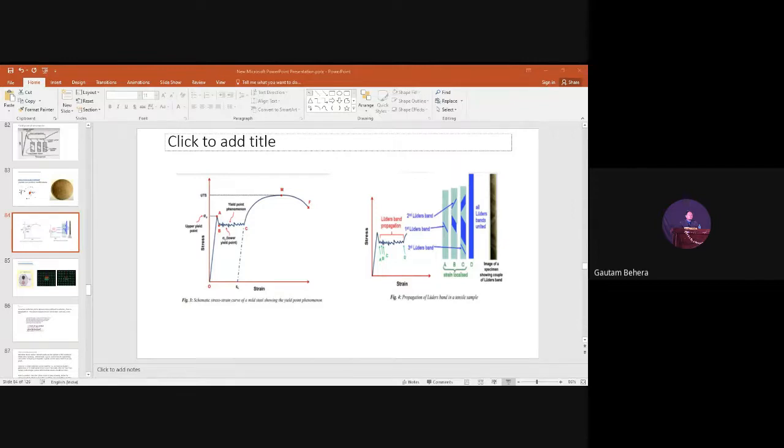Exactly. So as I told, this yield point phenomenon is seen in mild steels, low carbon steels or ferritic steels. Here we have carbon atoms and nitrogen atoms. They get diffused in the material and go to the dislocation core, right? Because around the dislocation core we have a tension field, and since these carbon and nitrogen atoms are bigger atoms that lie in the interstitial sites, they have a compression field around them.